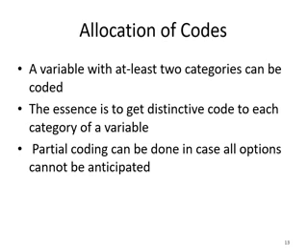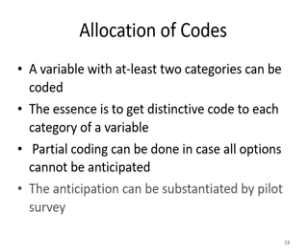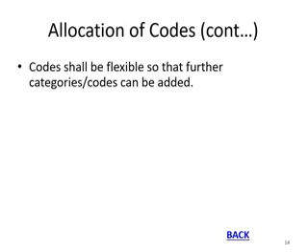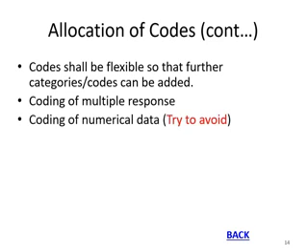Partial coding can be done in case all options are not anticipated at the beginning of the survey. This is quite common in pilot surveys or in exploratory research. The anticipation can be substantiated by a pilot survey. Allocation of codes continued: the codes shall be flexible so that further categories or codes may be added. So it should have an option of including more codes if necessary at a later stage. Obviously with integers there is no end, so you can do it.